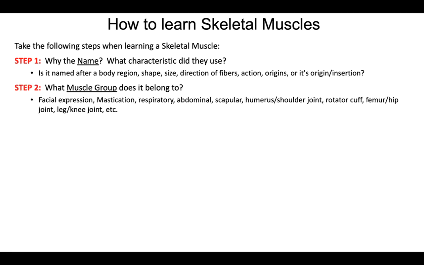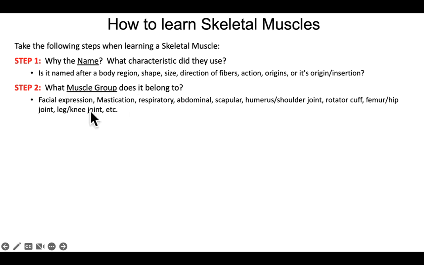Step two, you put it in a group. And that's what your study guide already does for you. It lists all the muscles, but it puts them in groups. The groups that we learn are facial expression, mastication, which are muscles that move your mandible when you chew your food. Respiratory muscles allow you to breathe. Abdominal muscles are obviously in your abdomen. Scapular muscles move the scapula, and so on and so forth.